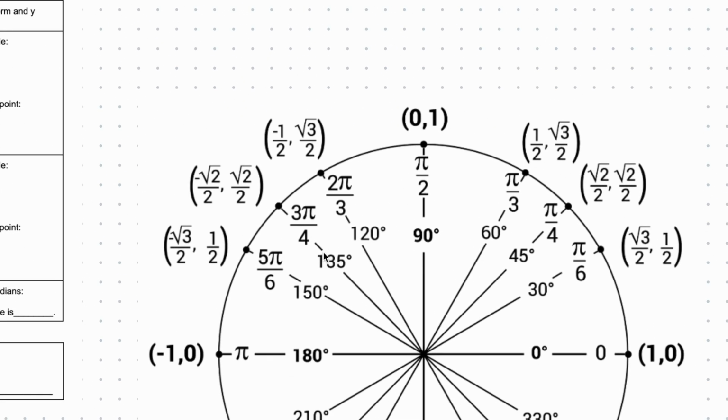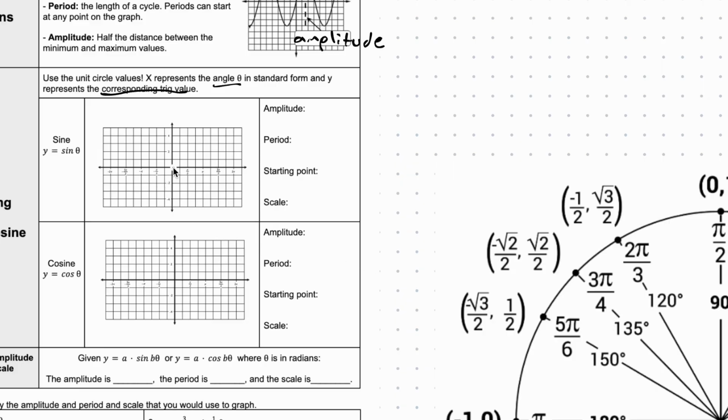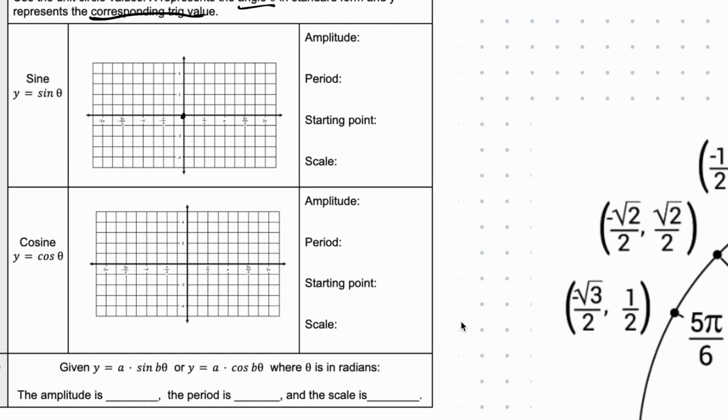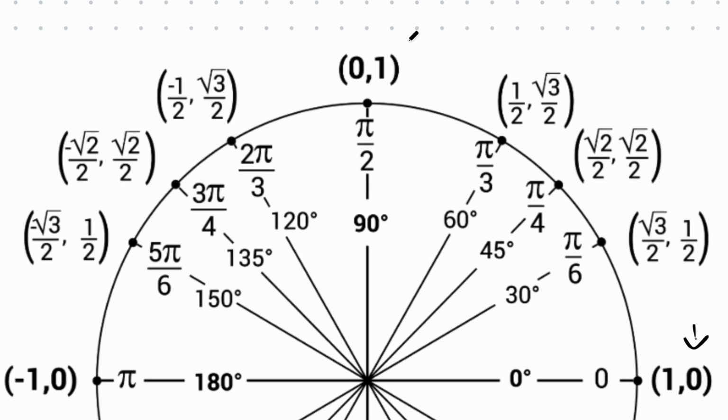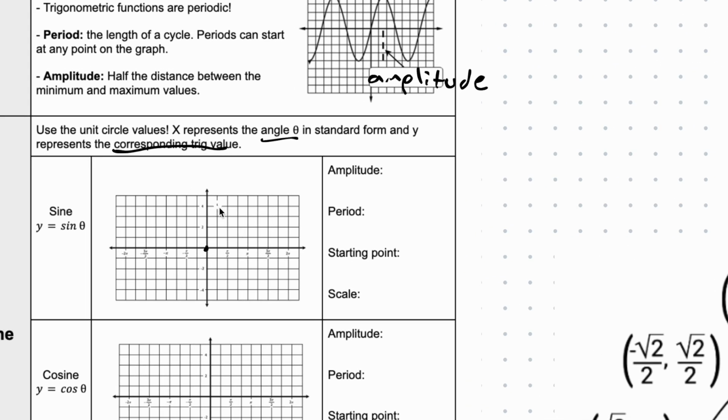So we go to 0, our angle is 0, our value of sine is our y value, right? So it's going to be 0. So we're going to start at 0. Our starting point for sine is 0. Let's make that a little bigger. Now what about for here we have pi over 2. So we go to our unit circle. What's our y value for pi over 2? It's 1. So we're going to graph 1.